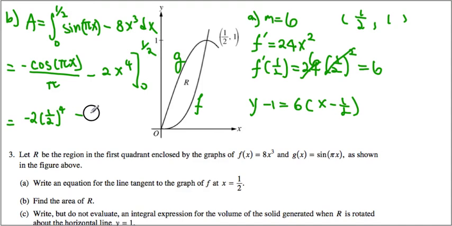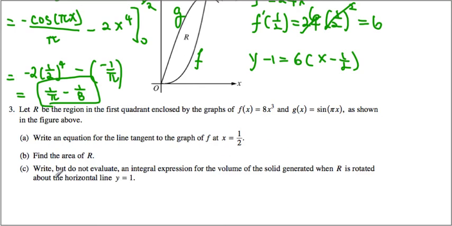Now minus, once you plug in 0, cosine of 0 is equal to 1, so we end up having negative 1 over pi, and here it becomes 0. So our final answer becomes 1 over pi, and 1 over 16 times 2 becomes minus 1 over 8. That becomes our answer.